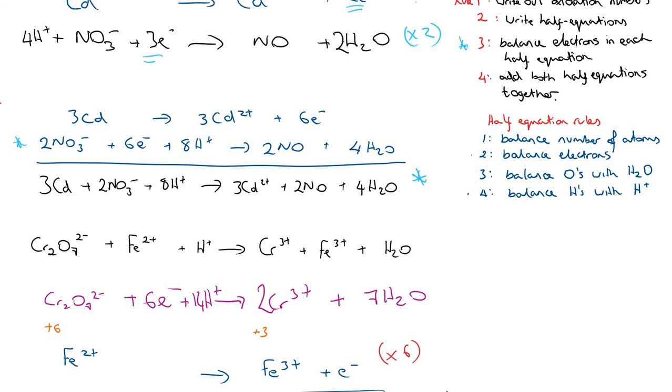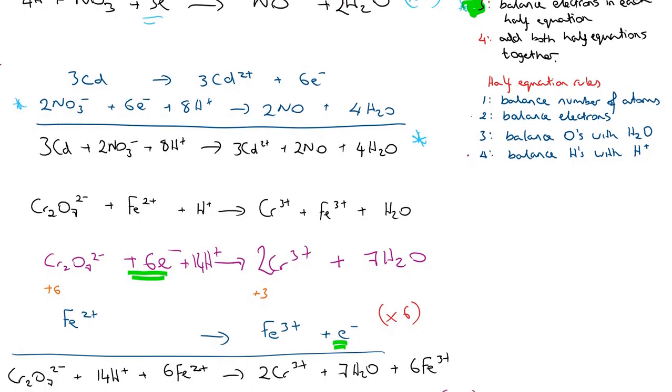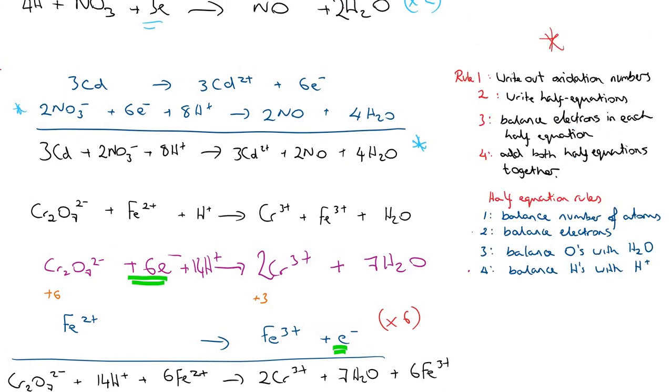Then to balance this, we've got 6 electrons here, 1 electron here, so we need to multiply that by 6 when we are following this rule here, rule number 3. We multiply that by 6 and then add them together. And that is what we get, which is the balanced redox equation. So there are the rules on the right. And there's plenty of past paper questions for you to practice using the same methodology to follow the rules here, and you should be able to do them.